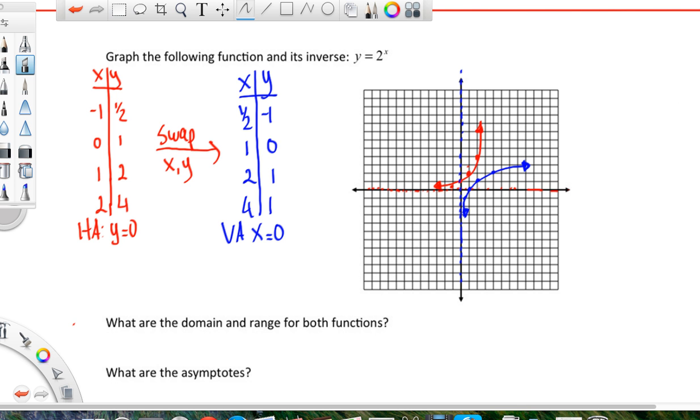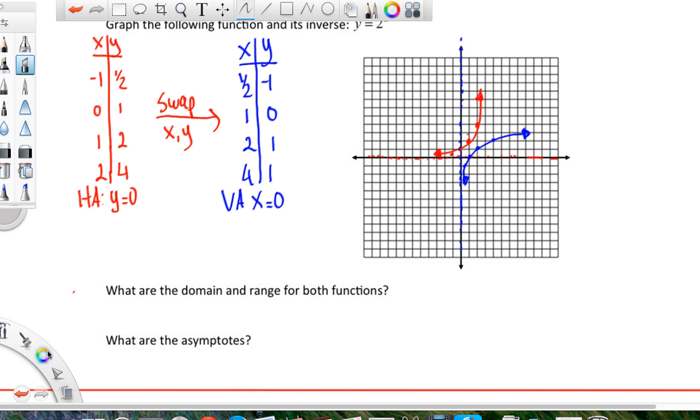Okay, let's look at the domain and the range then. So in red, okay, making sure I was in red. The domain for the exponential function is going to be all real numbers.